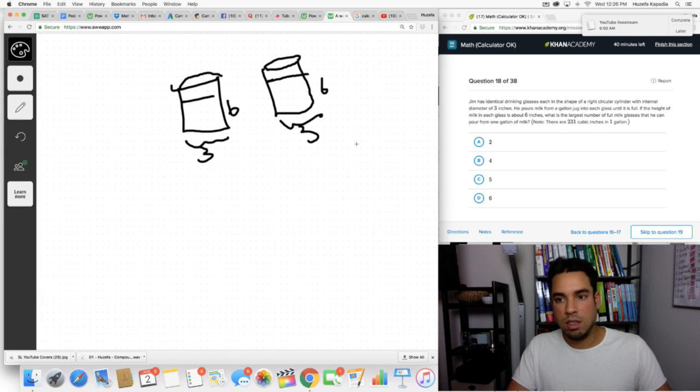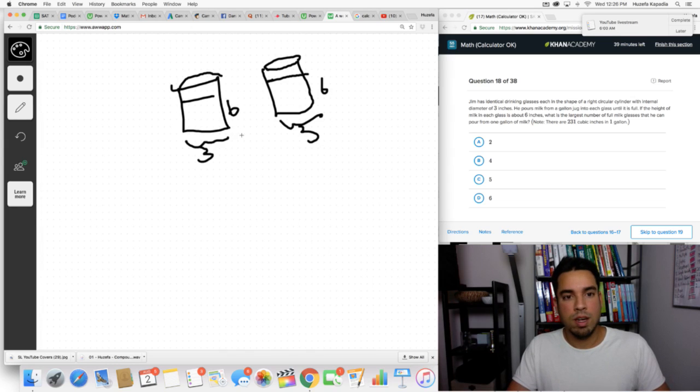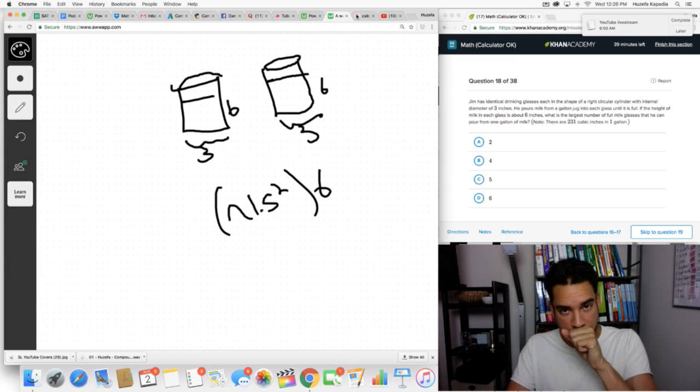So let's see. What's the largest number of full milk glasses? And why did it say identical? Oh, so he's more than 2. He is infinite or something. So what is the volume of this? The volume is pi r squared, so it's 1.5 pi r squared, and then times 6, the height. That gives us the volume of a cylinder.